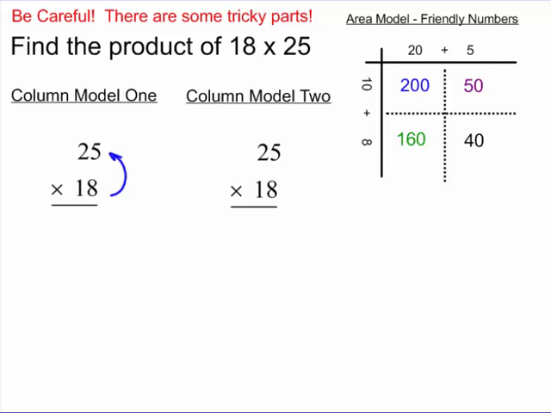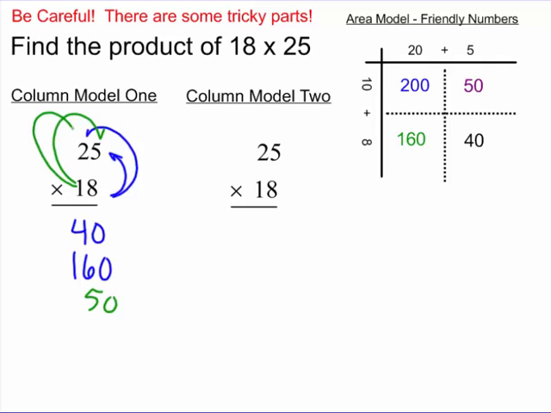I'm going to start with an 8 times a 5 for a 40, and then an 8 times a 20. I don't want to say a 2, it's an 8 times a 20 for 160. The next part will be 10, I don't want to say 1, 10 times a 5 for 50, and 10 times a 20 for 200. When I add those parts together, you should see I get the same 450 as I do in the area model. You'll also see those 4 key numbers are the same 4 numbers I have in the area model.